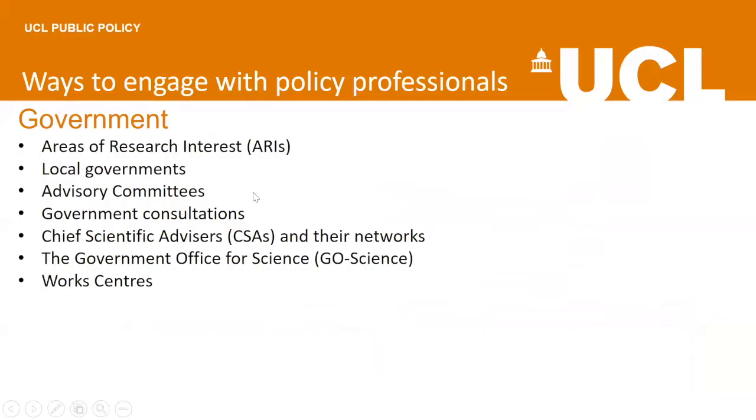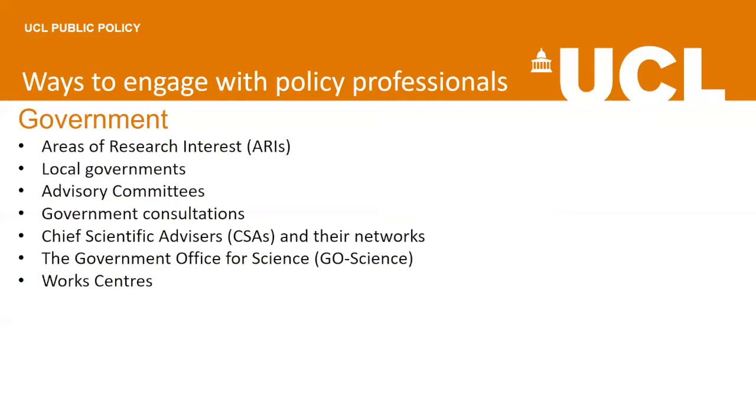So there's also ways to engage with other policy professional groups. Within government, Isabel mentioned the areas of research interest. Each department has an area of research interest, which is a key indicator for the strategic research questions that a department would like research input into, in both the short and medium terms. These questions are published and are a good place to start in terms of starting a conversation, but aren't an end in themselves.